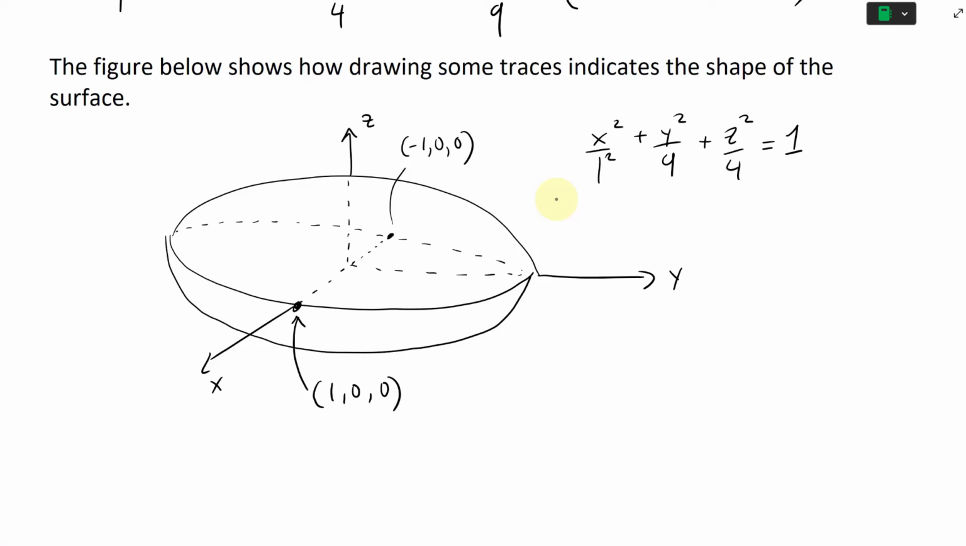And similarly, at this point right here, this is where we have the 9, so that's going to be 3 squared. Let's leave it like that. And this becomes 2 squared. So this right here is going to be our point 0, 3, 0.